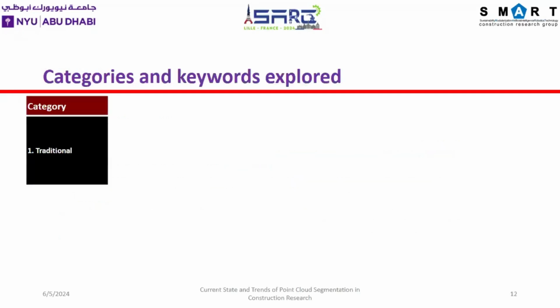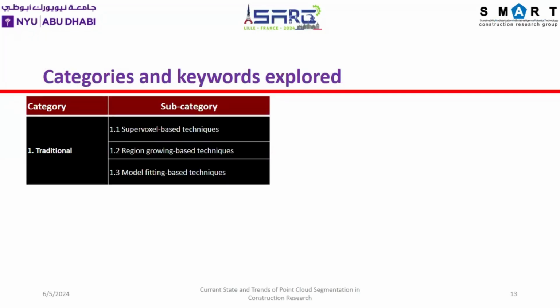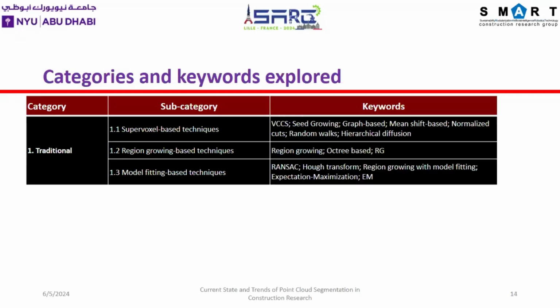So to do this research, we explored a lot of publications. Of course, we extracted these publications using keywords. We subdivided these keywords into 3 different categories. The first one is the traditional. It is subcategorized into these 3 main parts, which are supervoxel based, region growing based, or model fitting based techniques. Each one of them is attached with several algorithms, approaches, and techniques, as you can see on the screen.